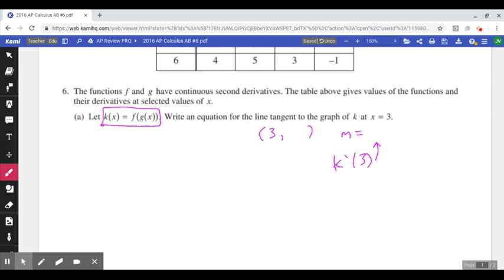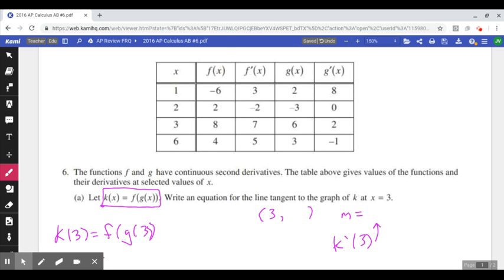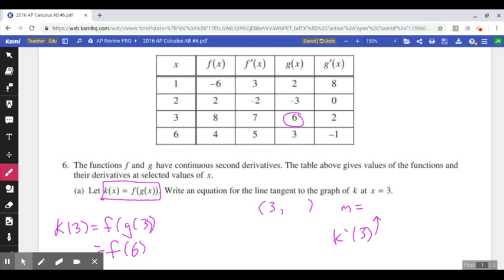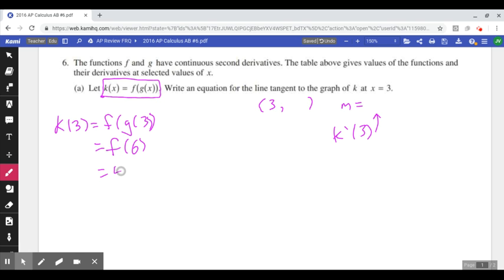To do that, we don't need the derivative. We just want to evaluate the function for an x value of 3. We're going to go inside the parentheses first and figure out what g of 3 is. So g of 3 is right here. g of 3 is 6. So we'll have f of 6. And then f of 6 is right here, which is 4. So we now know that the corresponding output when the input is 3 happens to be 4. There's your y value for the point.